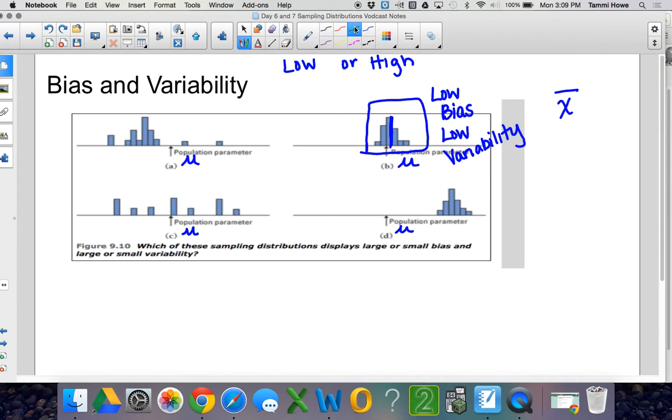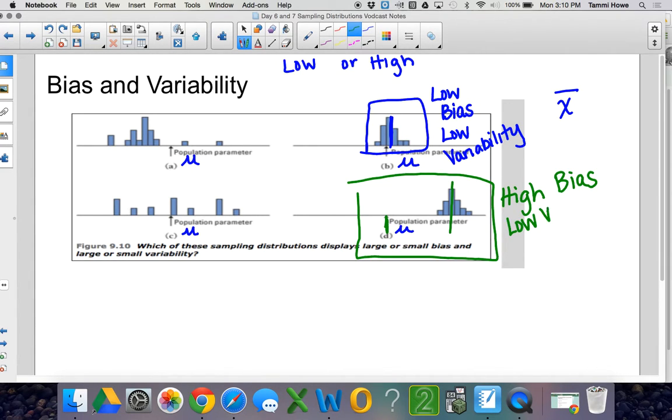As opposed to this one down here at D. The middle of this graph, right here, all these X bars, looks like it's really far away from the population parameter that's over here. We would call this high bias. But notice that all the numbers are still really close together. Low variability. So high bias because the middle is far away from the population parameter, but low variability because all those numbers are pretty close together.